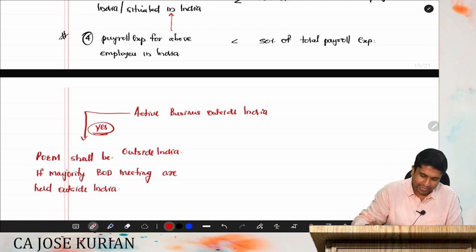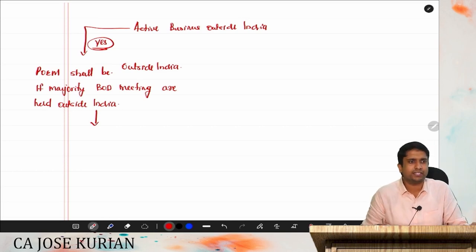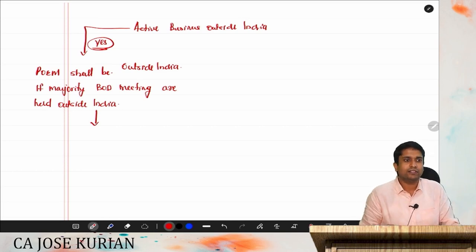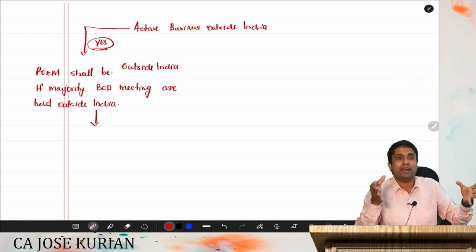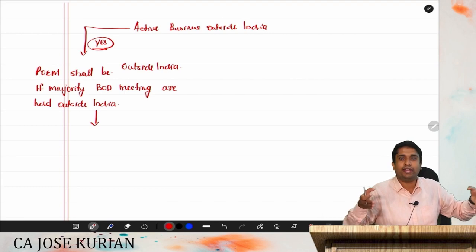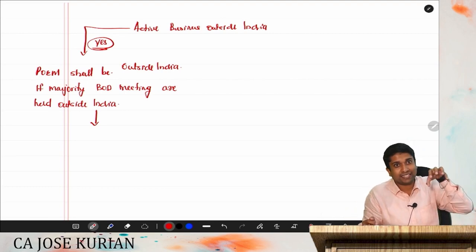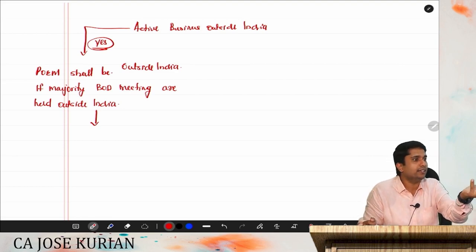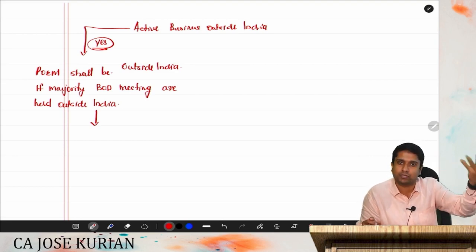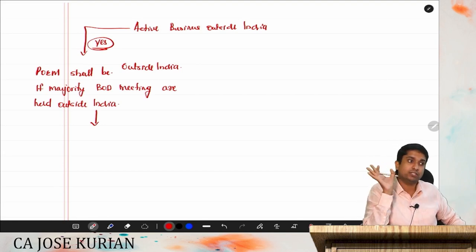Now, under that, we can write one more thing. Why do majority board meetings have importance in determining POEM? Because board meetings are held by the board of directors. The board of directors take the key managerial and commercial decisions in the company. Yes or no? They take decisions by holding meetings. They pass a board resolution. So, if majority board meetings are done outside India, that means majority or pivotal decision making is held outside India. Yes or no? And hence, the department says place of effective management is also outside India.